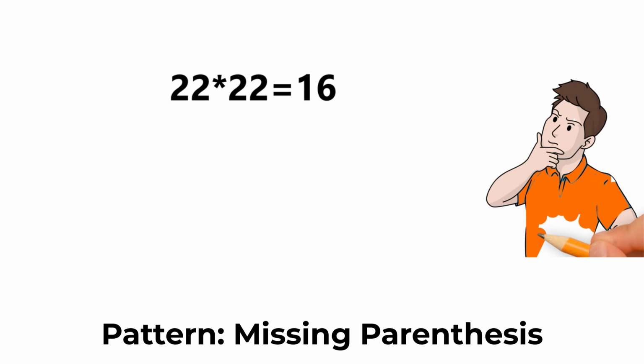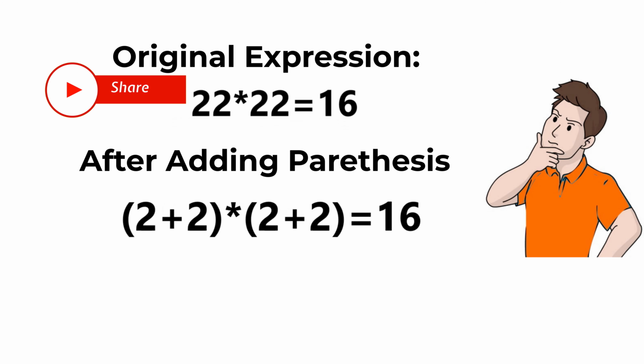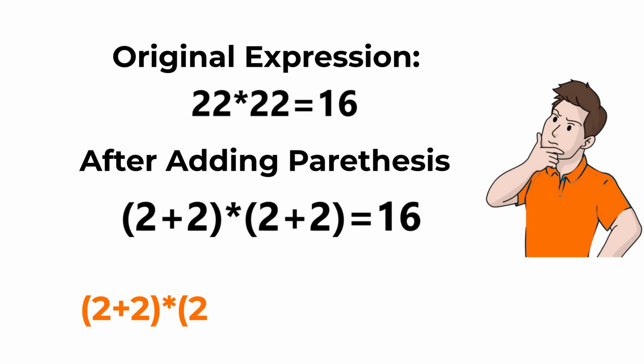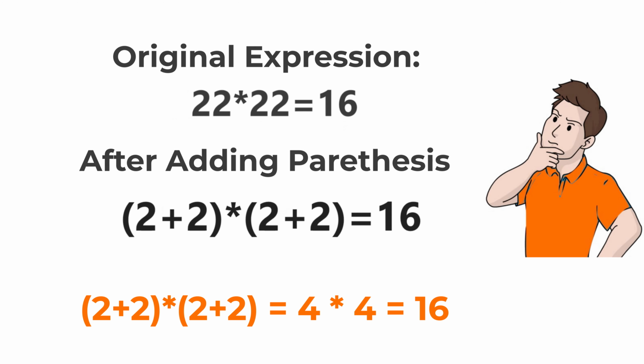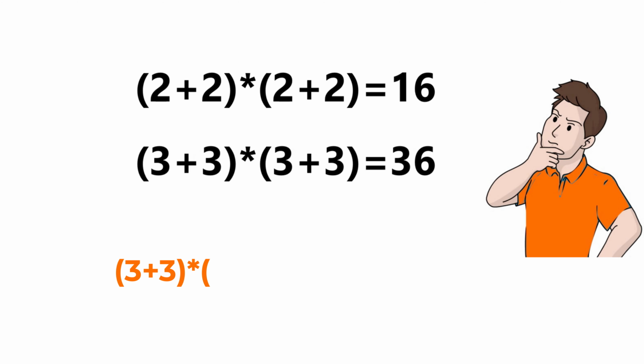But if you add parentheses and in parentheses add 2 plus 2, multiplied by another set in parentheses 2 plus 2, you will be multiplying 4 by 4 and the result would be equal to 16. Same thing with 33. If you add in parentheses 3 plus 3, multiplied by another set in parentheses 3 plus 3, you will be multiplying 6 by 6 and the result will be 36.